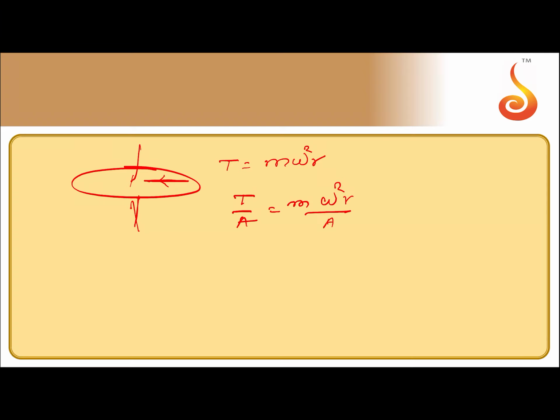Okay. So we have to whirl it in a horizontal circle without breaking it. And it says maximum breaking stress is given. So if I consider this, the tension provides the necessary centripetal force. That's right. So necessary centripetal force is given like this. So now, suppose I consider this one. This T divided by A is equal to m omega square r divided by A. This is nothing but breaking stress.